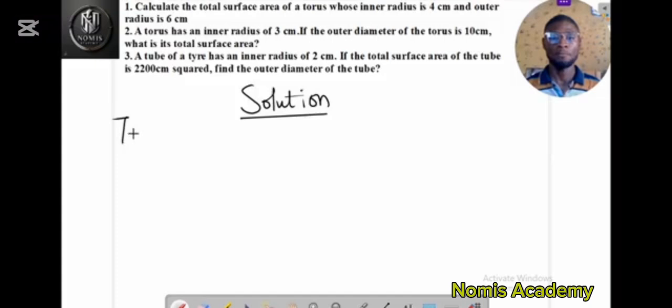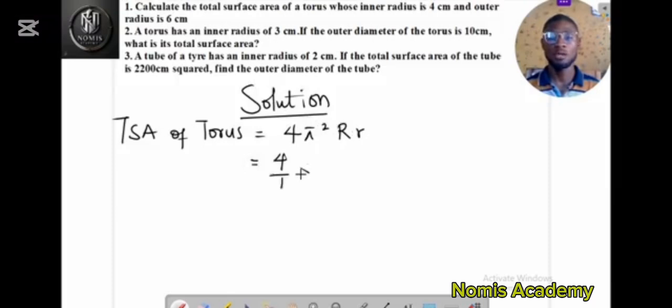Having known that the total surface area of a torus is 4π²Rr, let's begin to put in 4 over 1 multiplied by 22 over 7 multiplied by 22 over 7.